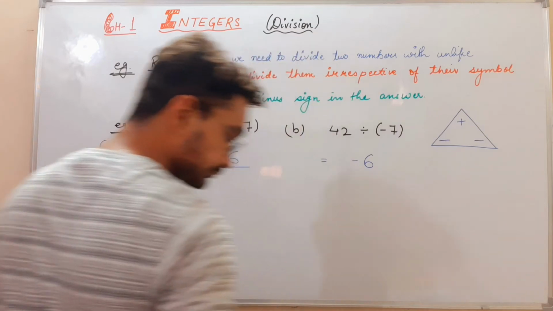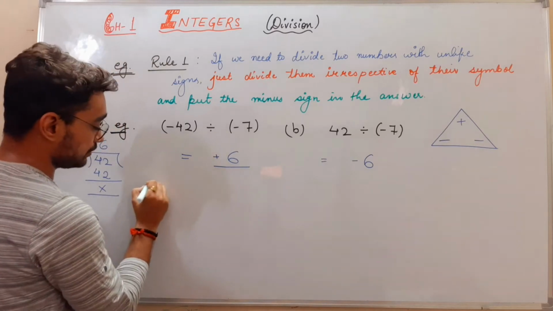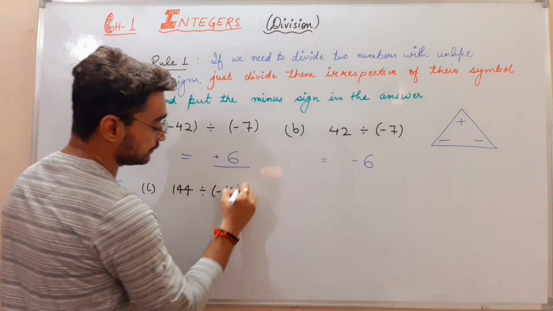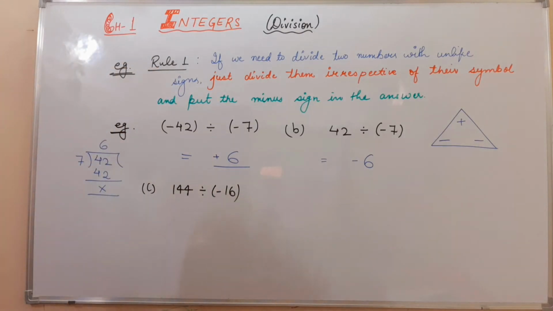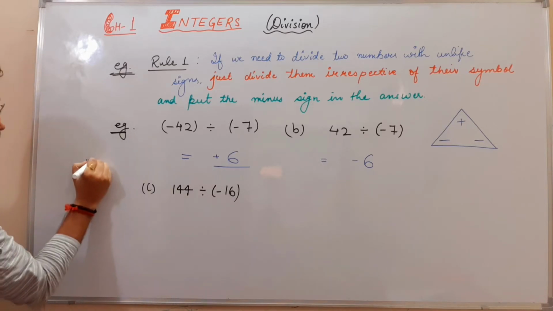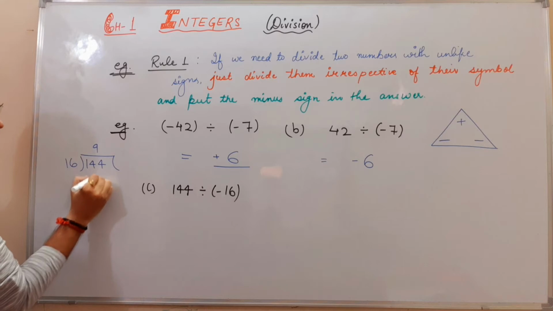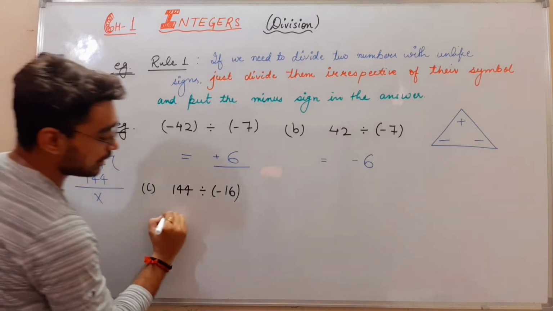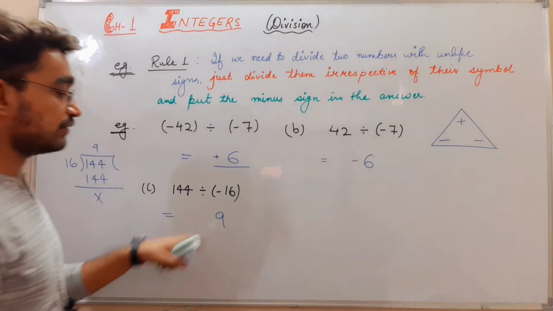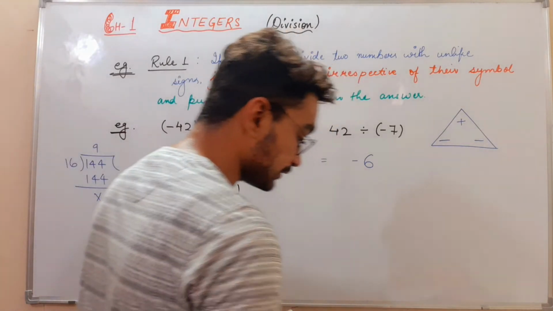C part, 144 divided by minus 16. How much it will come? Just normally divide it here as casual we are doing. 144 divided by 16. 16 nines are 144. If I am not wrong, answer will be 9. What should be the sign here? One is negative, one is positive. Answer should be the negative. Yes or no? Yep. Answer will be negative.